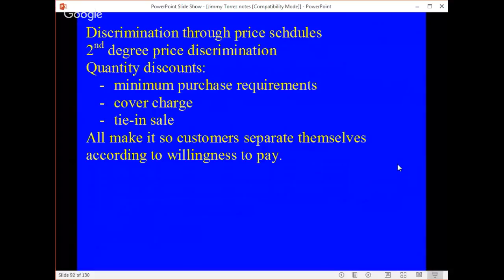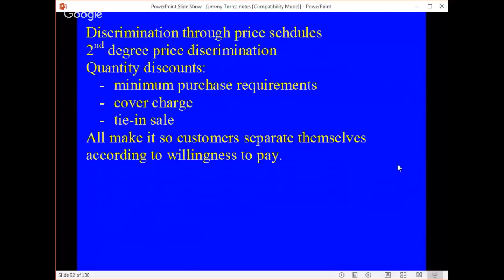Minimum purchase requirements, in other words, I have to buy it, or tie-in sales, or cover charges. For instance, the cover charge for my MBA book would be considered third degree price discrimination. For us, it's second degree, so we'll just leave it at that. It really doesn't matter if you call it third degree or second degree, as long as you know the concepts.